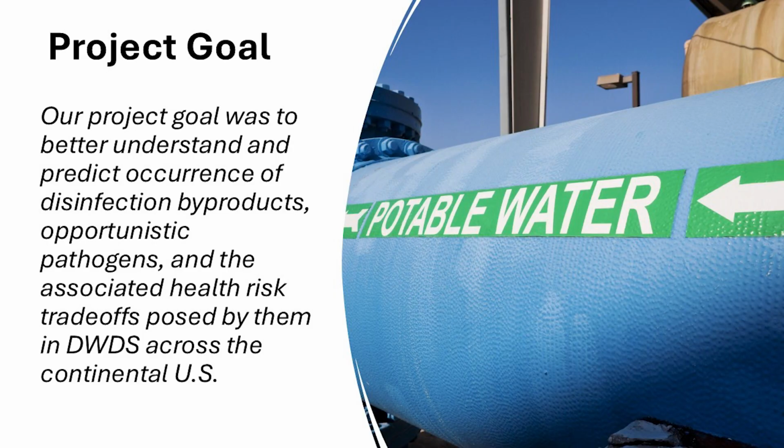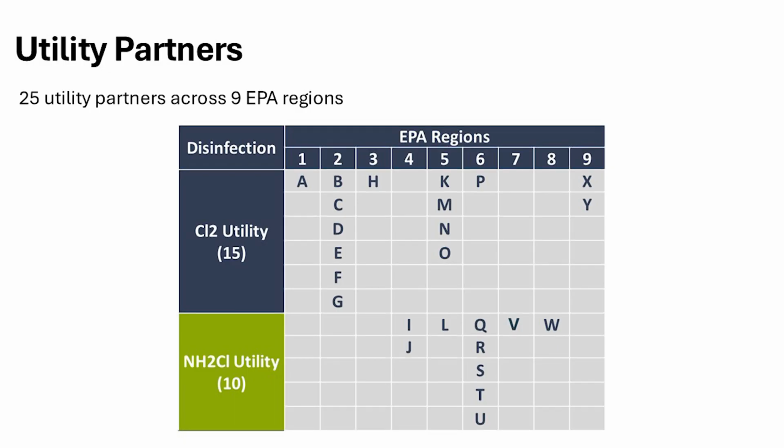So here's the goal that I just mentioned. I should say that unfortunately this project was terminated early with the EPA grant terminations, but we do have a full year of data and the pilot, so analyzing and putting this data together is part of what we're working on now. We partnered with 25 different utilities across the US, representing most of the regions, 9 of them, but not all of them.